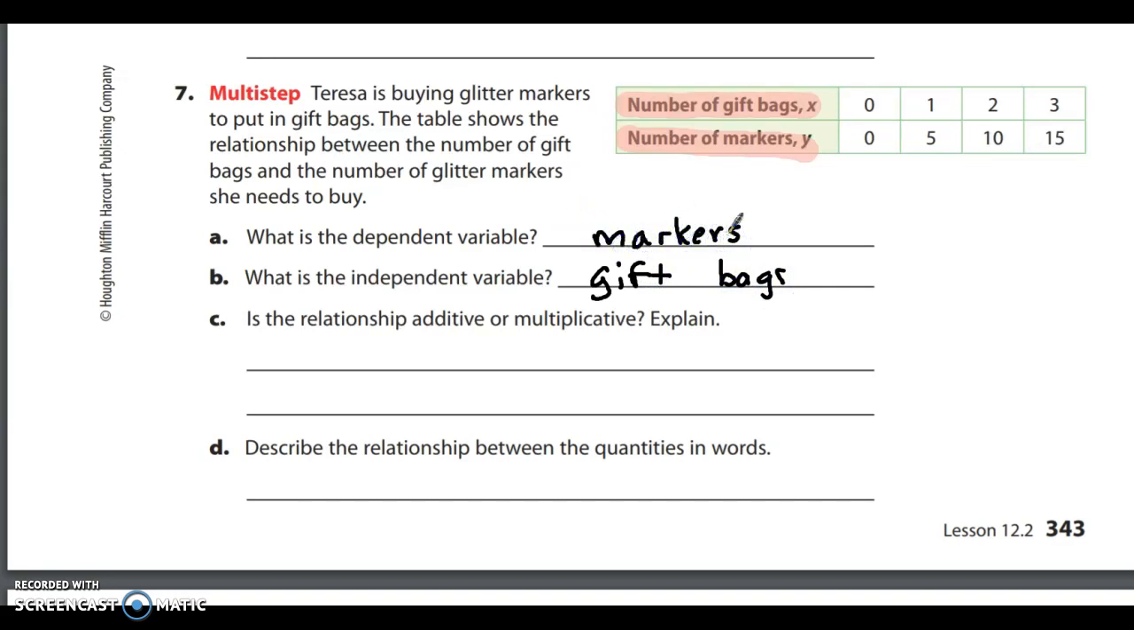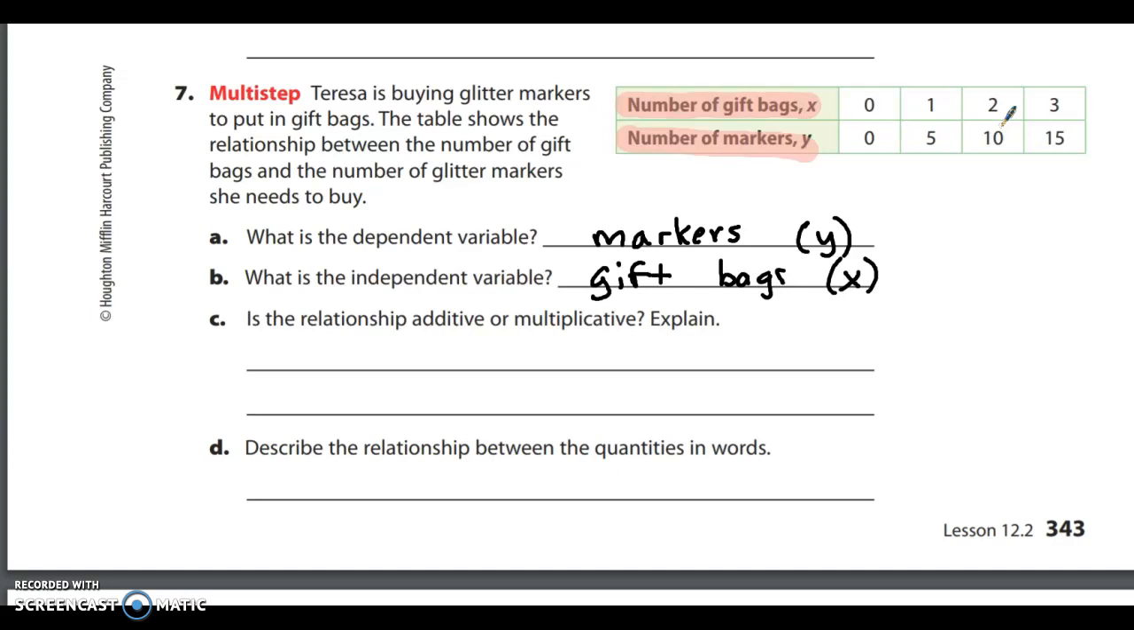And that is because A, the gift bags is the x, and the markers is the y, and B, the other reason why is because the number of markers needed depends on how many gift bags you have. C says, is the relationship additive or multiplicative, and explain. Well, are we adding to get from x to y? From here we would add 4 to get from 1 to 5. From here we would add 8 to get from 2 to 10. From here we would add 12 to get from 3 to 15. That's a different number every time.